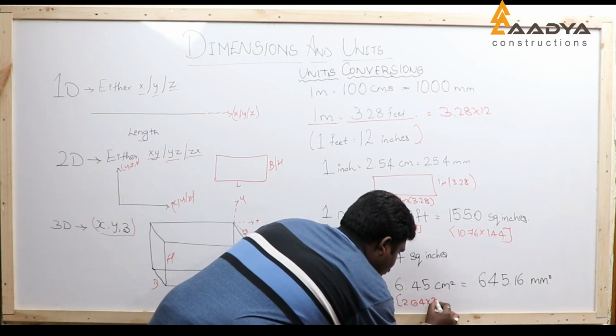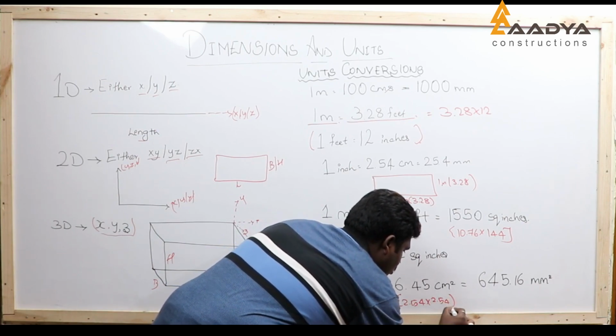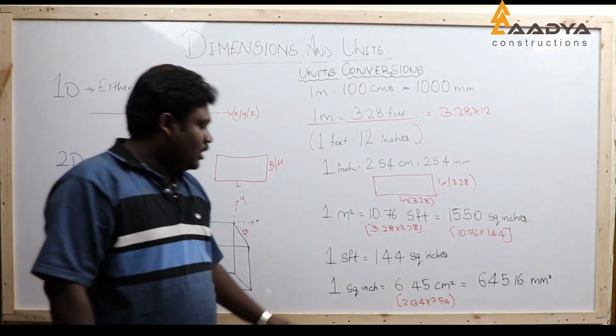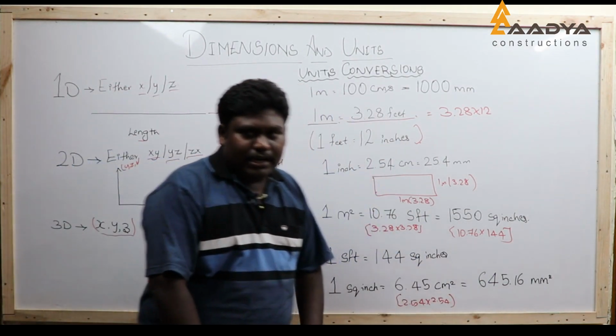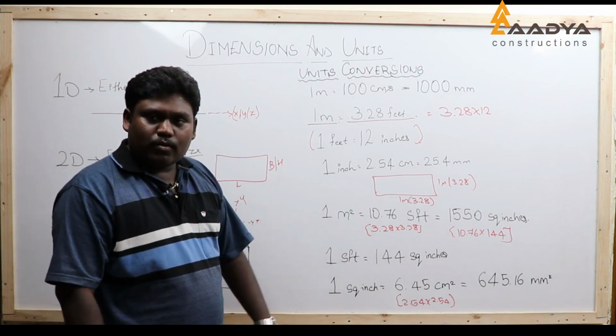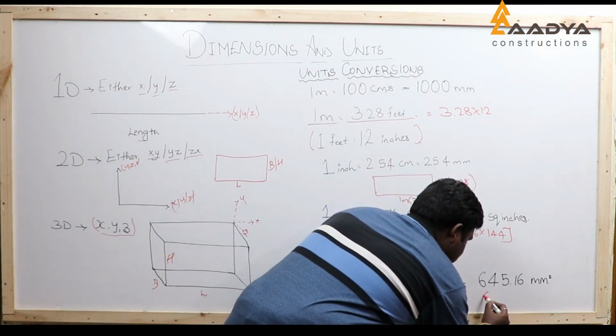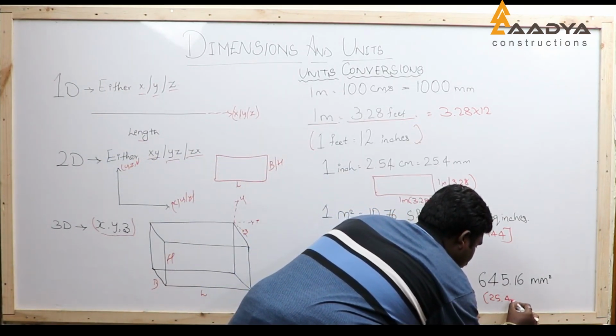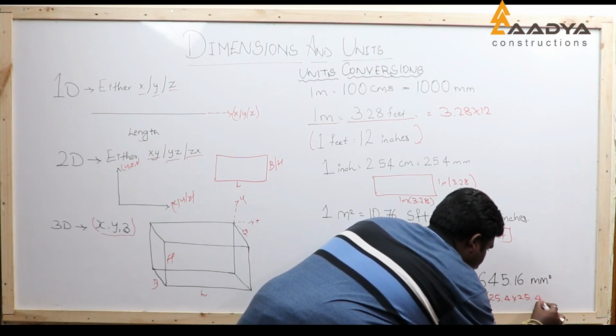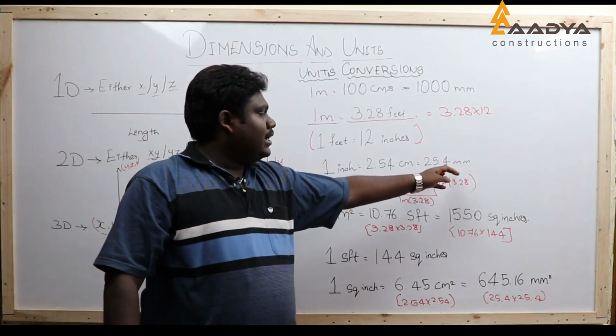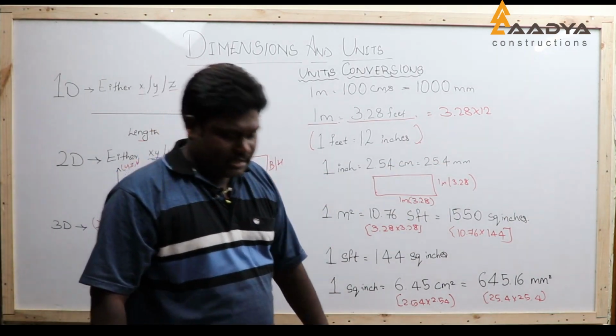So you just multiply 2.54 into 2.54. Later on, the same gets converted into 645.16 mm square. So this is nothing but 25.4 into 25.4. Taking back from these formulas.